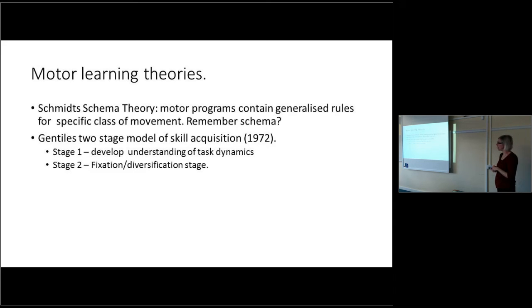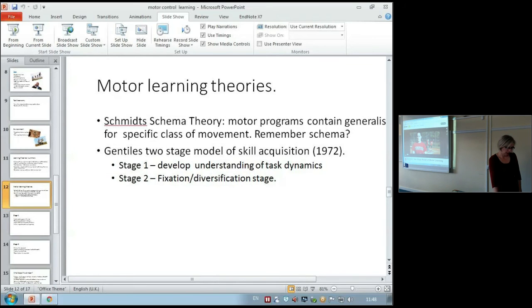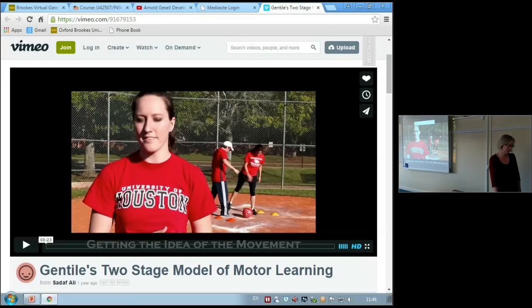But we're going to look at Gentile, because Gentile has been quite influential in terms of thinking about how we treat people, certainly adults who have motor difficulties. Gentile developed this two-stage model of skill acquisition, which I'll explain in a moment. The first stage is about understanding task dynamics, and the second stage is about learning whether you fix your movement patterns or you learn to diversify those movement patterns. I'll show you the video and then we'll talk through the explanation. It's quite sweet, actually.